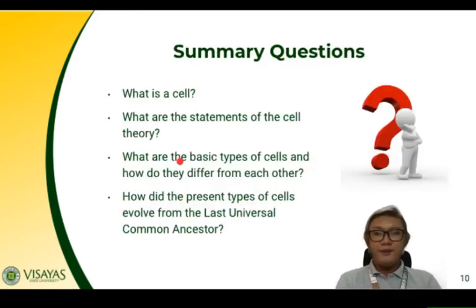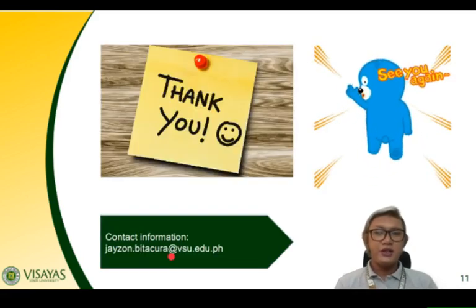Now, in summary, I will give you these different summary questions. So, what is a cell? What are the statements of the cell theory? What are the basic types of cells and how do they differ from each other? And how did the present types of cells evolve from the last universal common ancestor? So, in order for you to review the key concepts of this lesson, you should be able to answer these different summary questions.